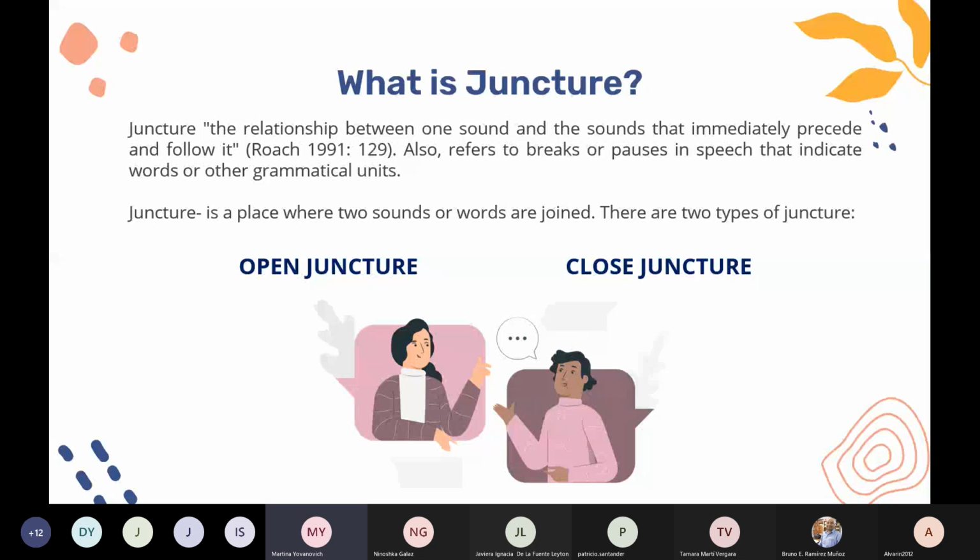My name is Martina. So, what is juncture? According to Peter Roach, juncture is the relationship between one sound and the sounds that immediately precede and follow it. It also refers to breaks or pauses in speech that indicate words or other grammatical units. There are 2 main types of juncture, which are the open juncture and the closed juncture.